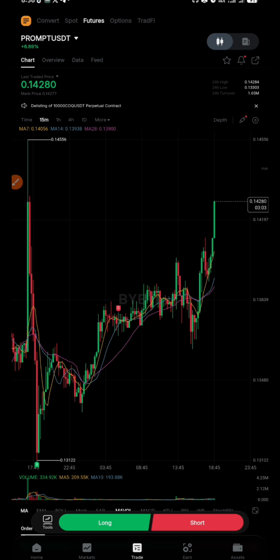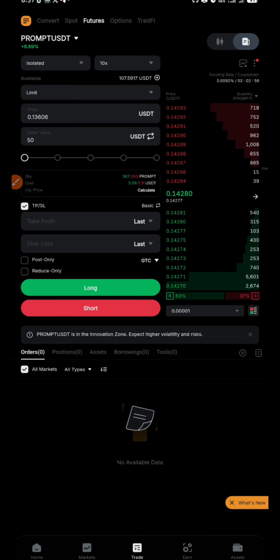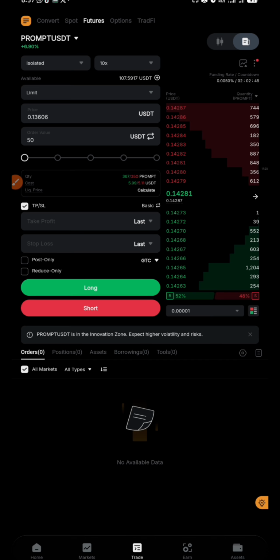So for now, guys, this is how to take a trade. I've cancelled all my orders. I don't like this. I will re-enter my orders later, maybe tomorrow. So guys, this is how to take trades.